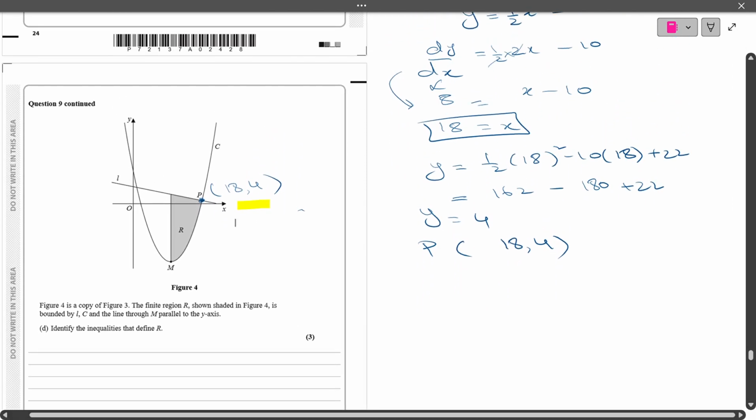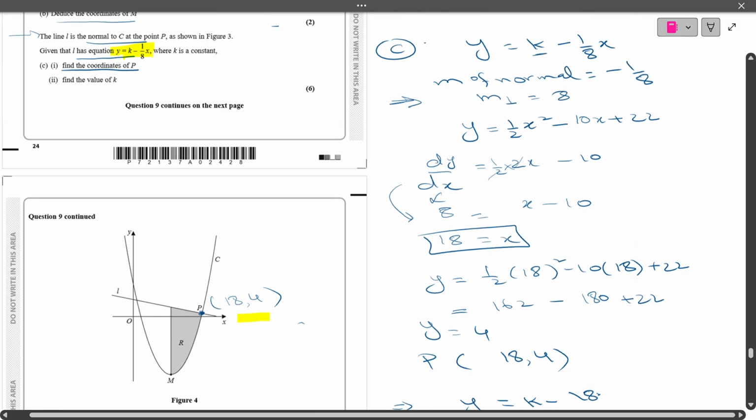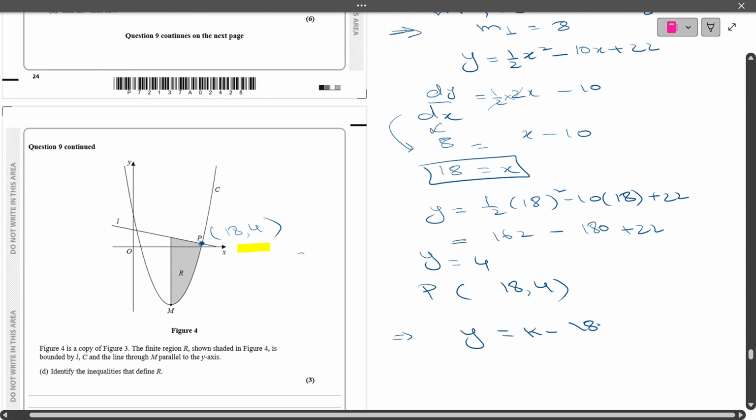Okay, so let's copy down the equation of a straight line here. Y equals k minus, let me check again what is the equation, negative 1 over 8x, okay. So this is negative 1 over 8x. Okay, so if y is 4 and x is 18, I can find here k.